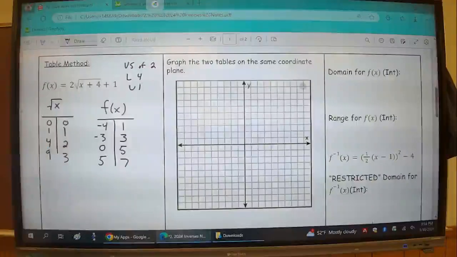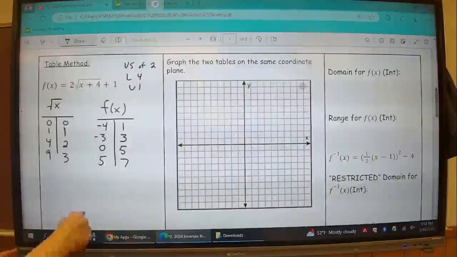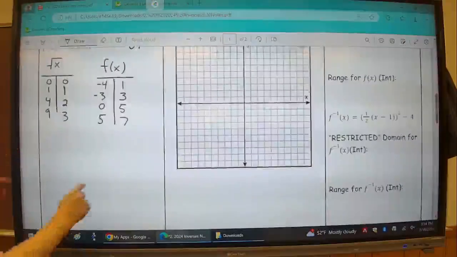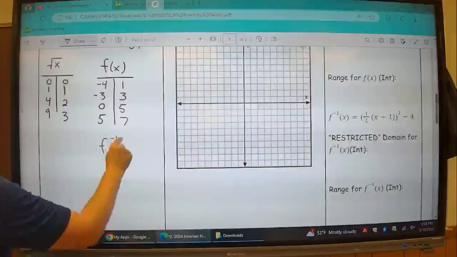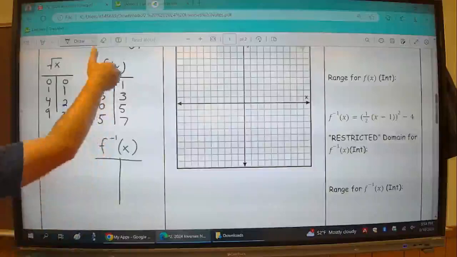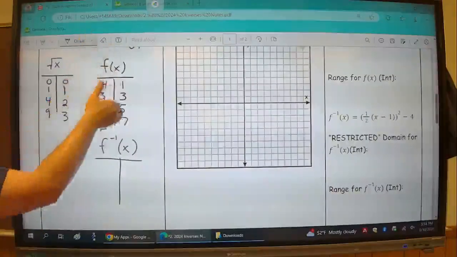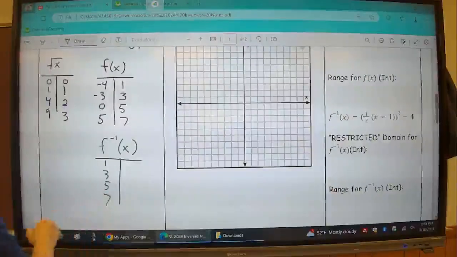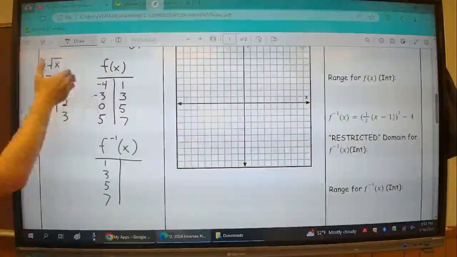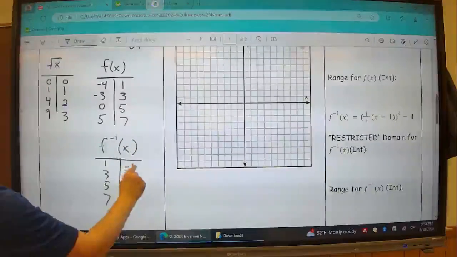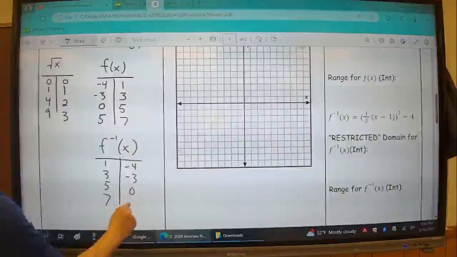This right here is my f of x function table. But I also want the inverse. So I'm going to go ahead and take a different color, and I'm going to do the inverse. The f inverse table is the exact same, just reversed. 1, 3, 5, 7. Those were my y's. Now they're my x's. Negative 4, negative 3, 0, and 5. Those were my x's. Now they're my y's.